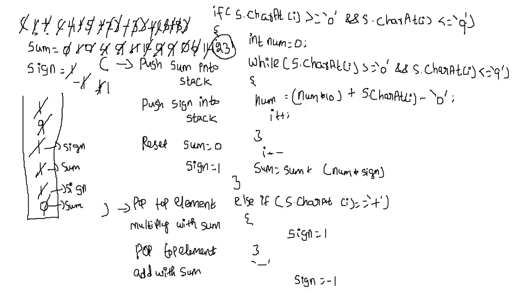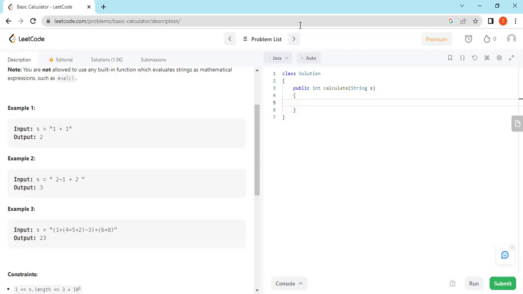Now let's try to implement this logic as a program. Here I am using the Java language to code the program. First, what I have to do? I have to take a stack. In the stack I am going to store only integer values, so I will give Integer. I am going to give the stack name stack itself. New Stack of Integer.